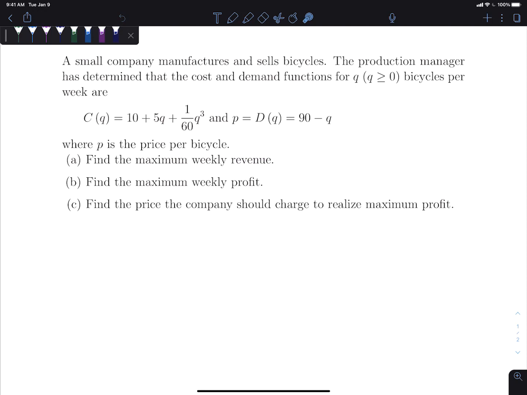A, find the maximum weekly revenue. B, find the maximum weekly profit. And C, find the price the company should charge to realize the maximum profit.